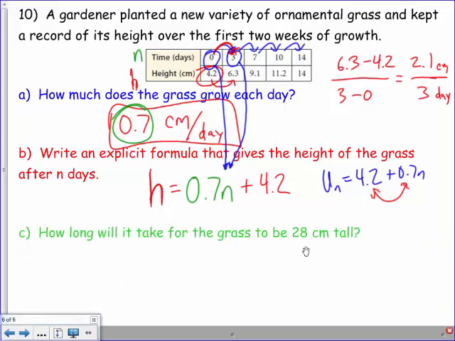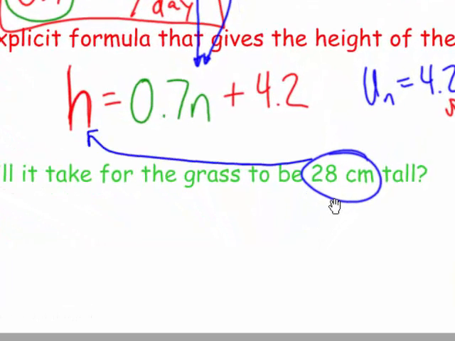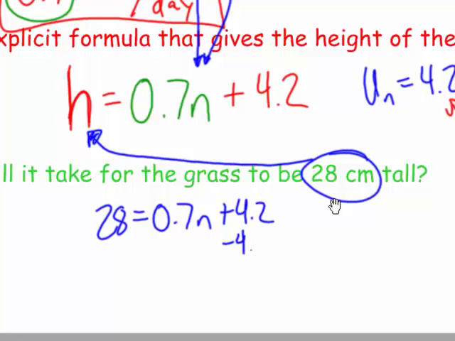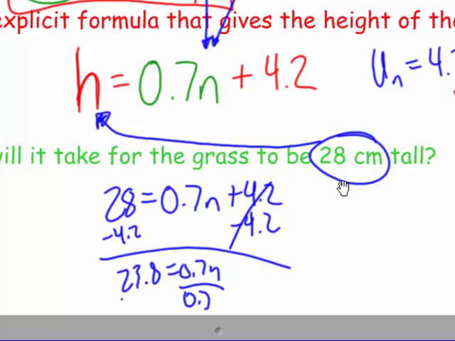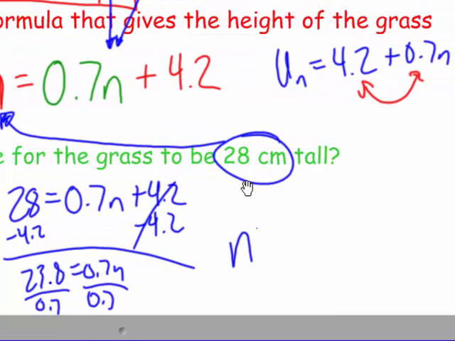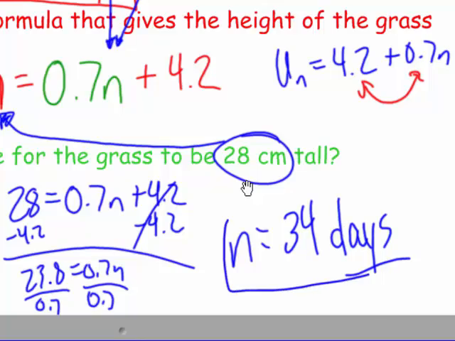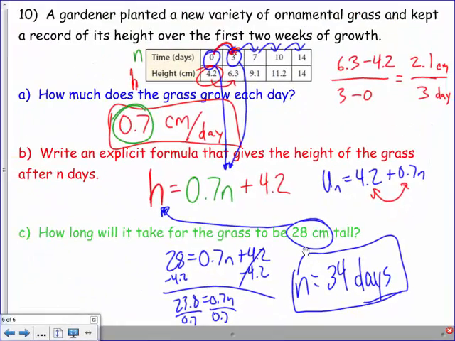Then it says, how long will it take the grass to be 28 centimeters tall? Well, now you have a nice equation. Where do centimeters go? That's height, so that goes here. So I got 28 equals 0.7n plus 4.2, and now we're solving. So subtract that 4.2 over. That's gone, and so then we're at 23.8 equals 0.7n, and divide by 0.7, divide by 0.7. And so how many days would that be? 34 days. And make sure to always have a label with the story problem. Done. All right, cool beans, right?